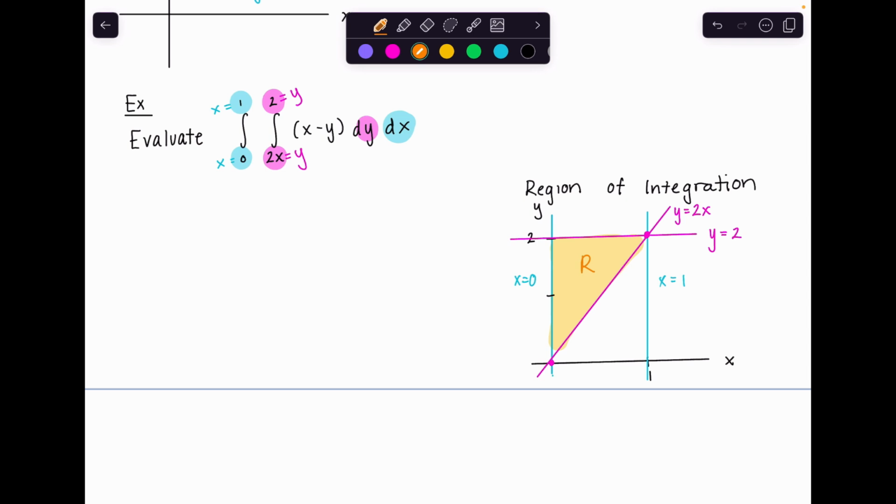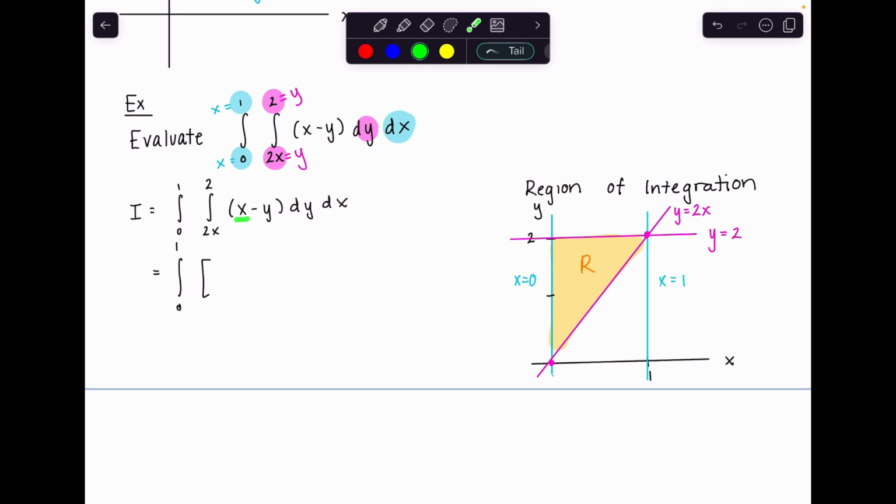So again, this is just going to help us when we switch those bounds, but for right now, what we can do is just go ahead and directly evaluate this integral. So we want from 0 to 1, we want from 2x to 2 of x minus y dy dx. And again, I'm just going to call this I, so I don't have to keep rewriting this whole thing every single time. So I want to integrate this inside expression with respect to y.